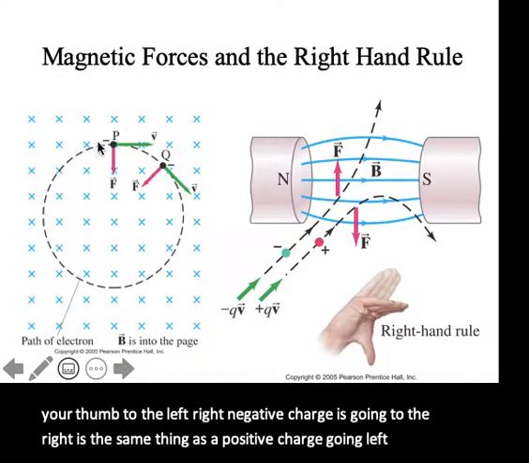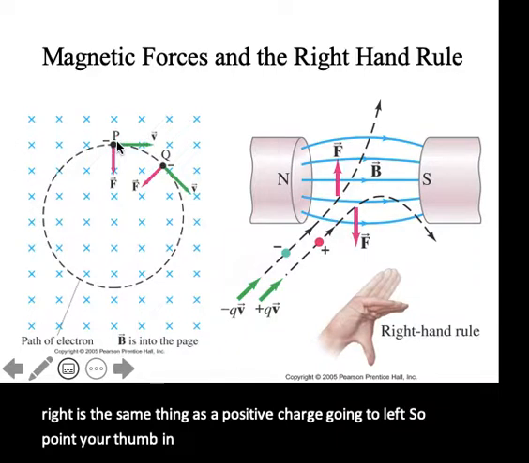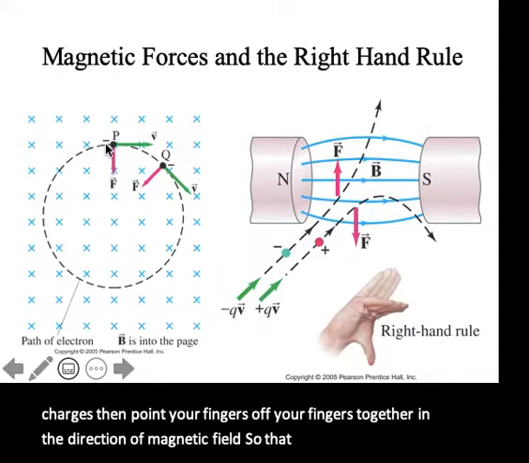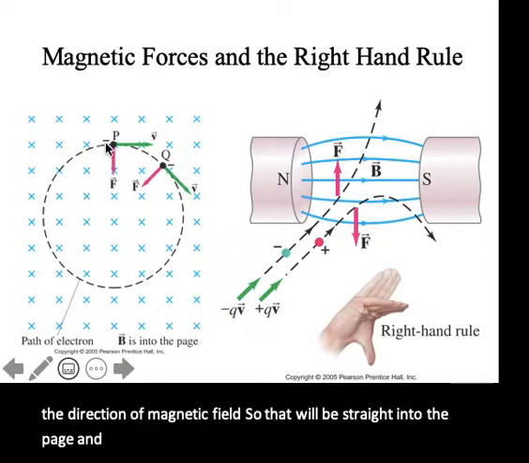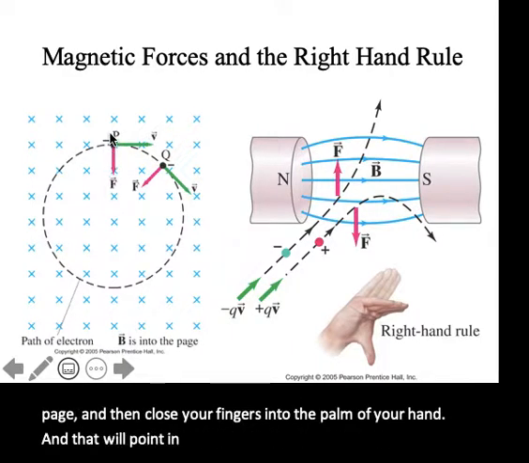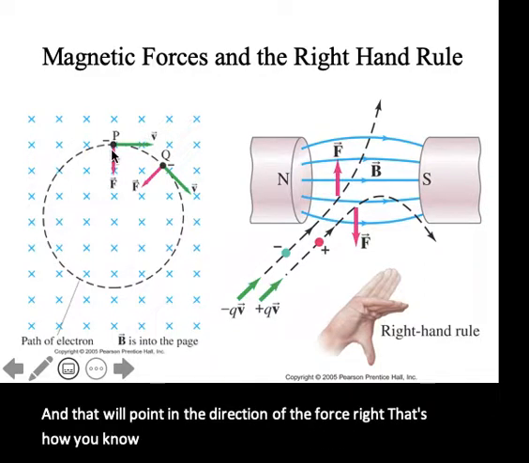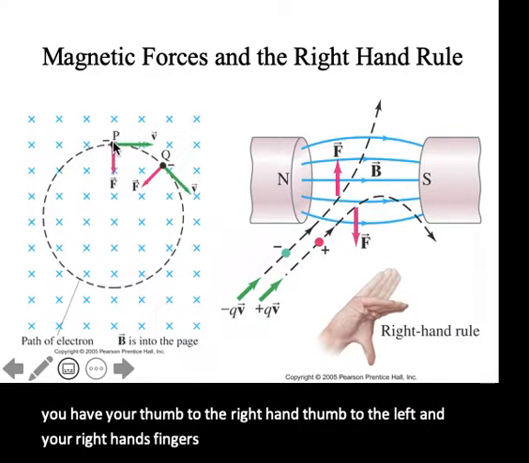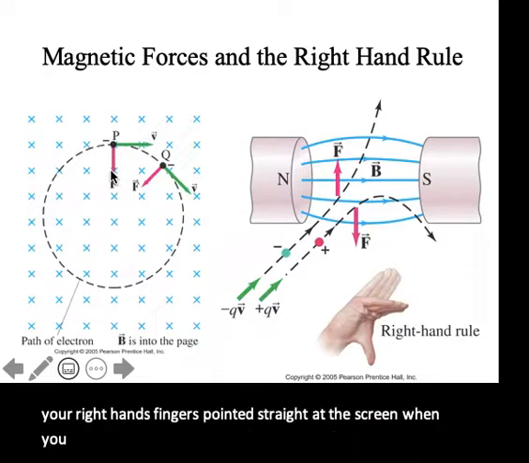So point your thumb in the direction of the motion of positive charges. Then point all four fingers together in the direction of the magnetic field, which will be straight into the page. And then close your fingers into the palm of your hand, and that will point in the direction of the force. That's how you know the force is down and not up: with your right hand's thumb to the left and your fingers pointed straight at the screen, when you close them, they will close in the down direction.